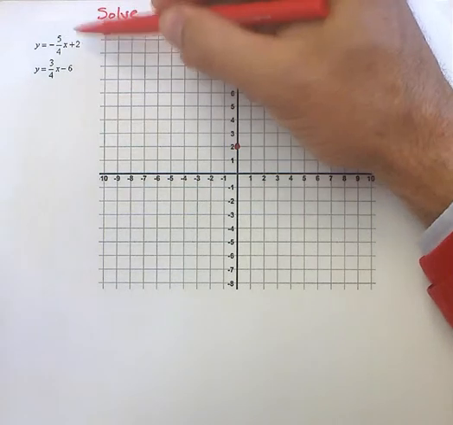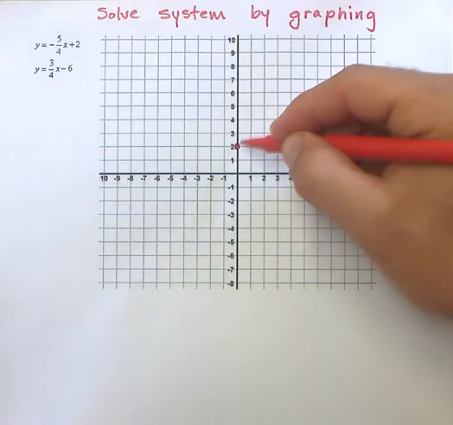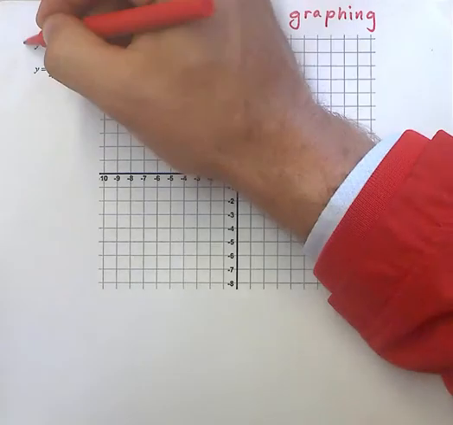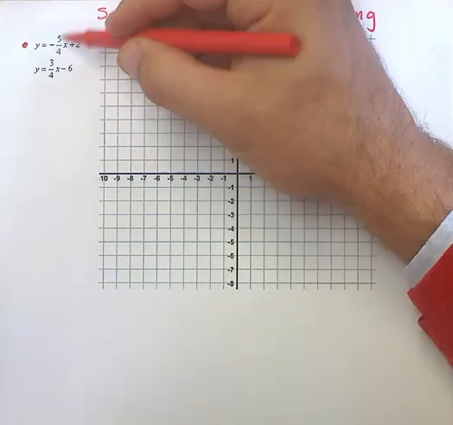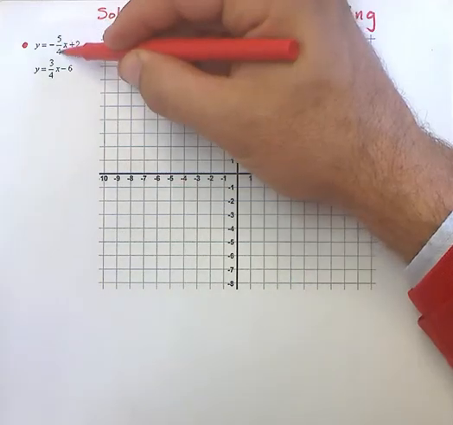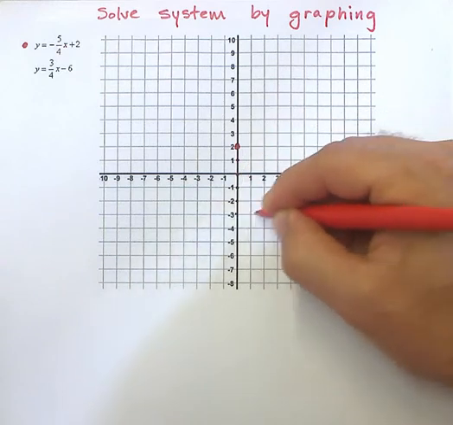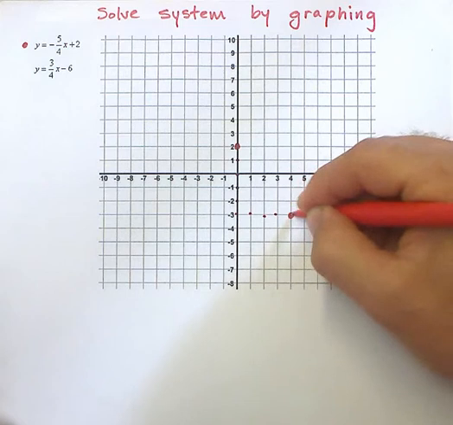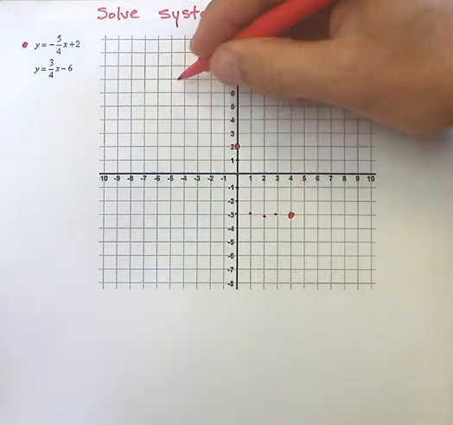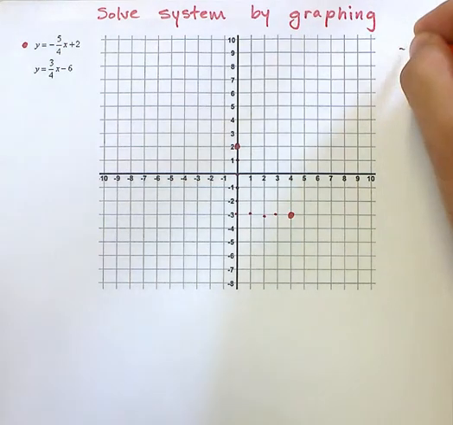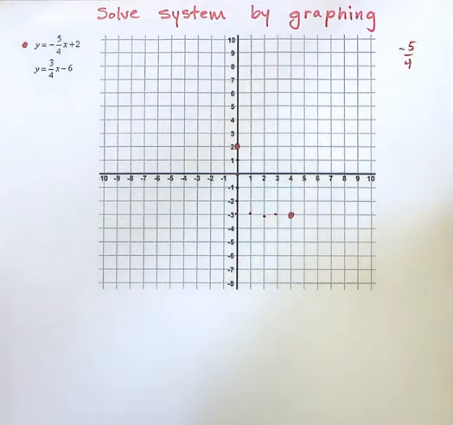Here's my y-intercept, so I plot at 2. We'll say this is the red line. I plot at 2. And then remember, we like to go down 5 over 4. 1, 2, 3, 4, 5 over 4. Another thing I like to do is go the other direction. So if I have negative 5 over 4, I could also go up 5 and back 4, to go the opposite direction.